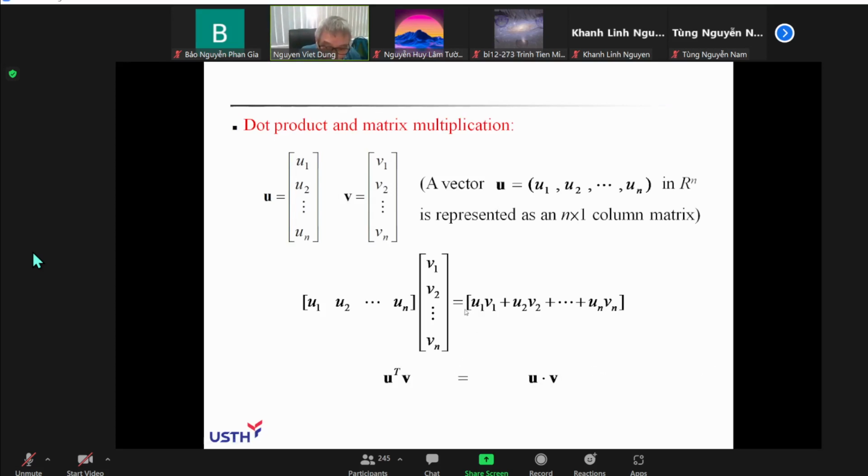So you see, on the right hand side is exactly the dot product of u and v, and the left hand side is u transpose multiplied by v. So you can frame it in the red box, and that is a property that gives you a relation between the dot product and multiplication of two matrices.